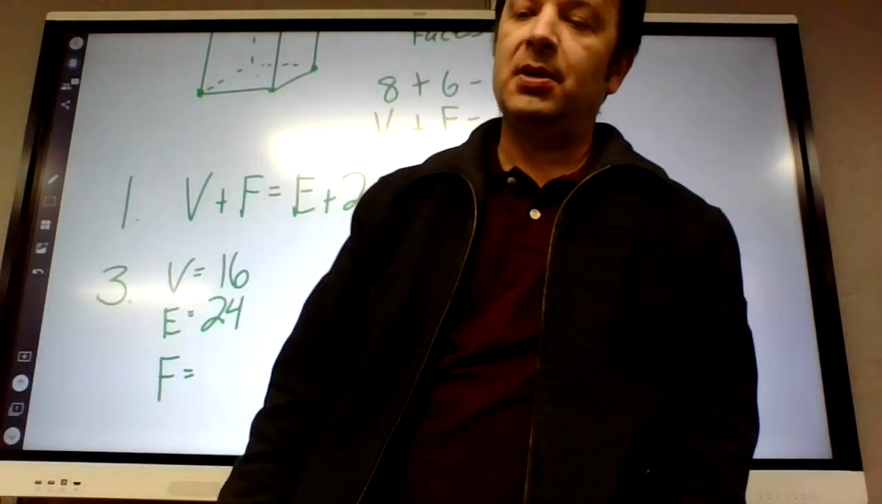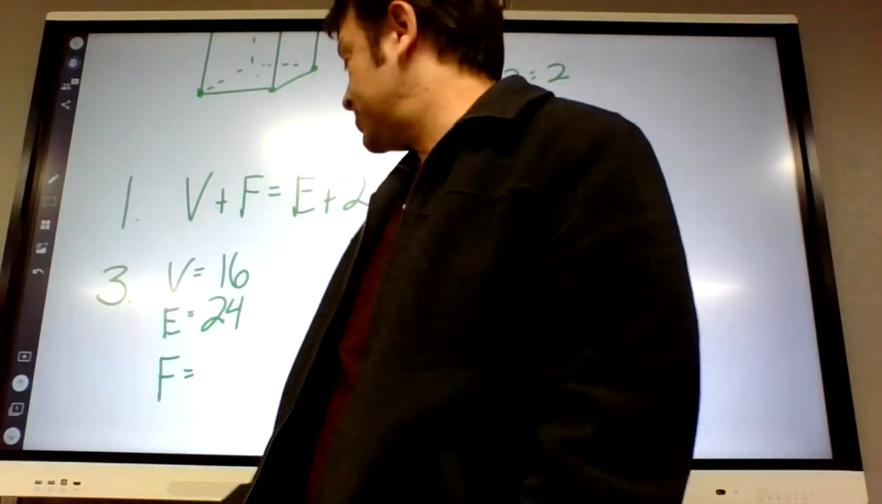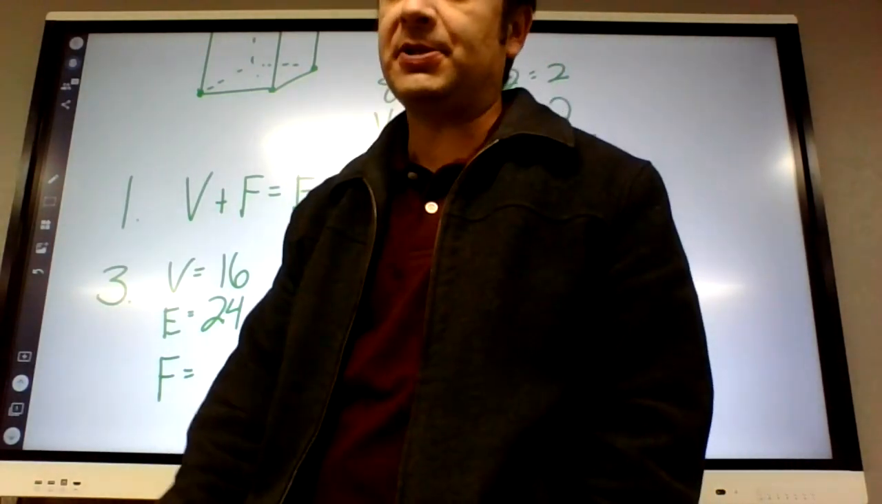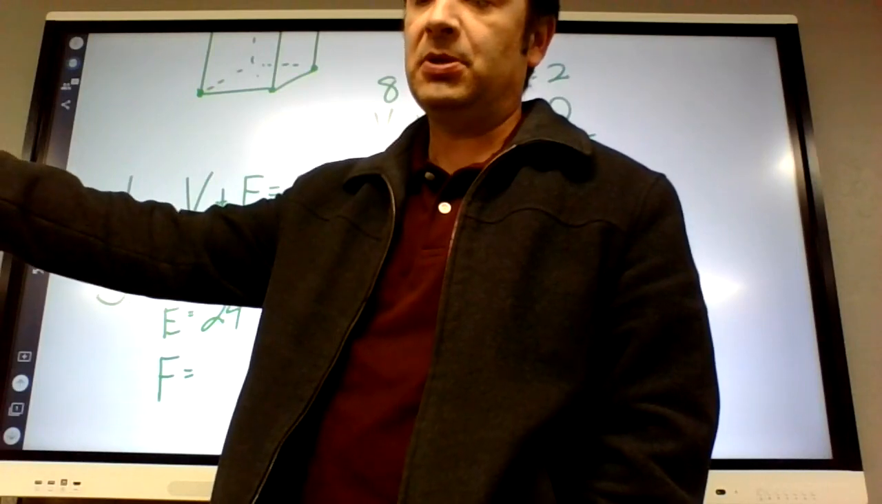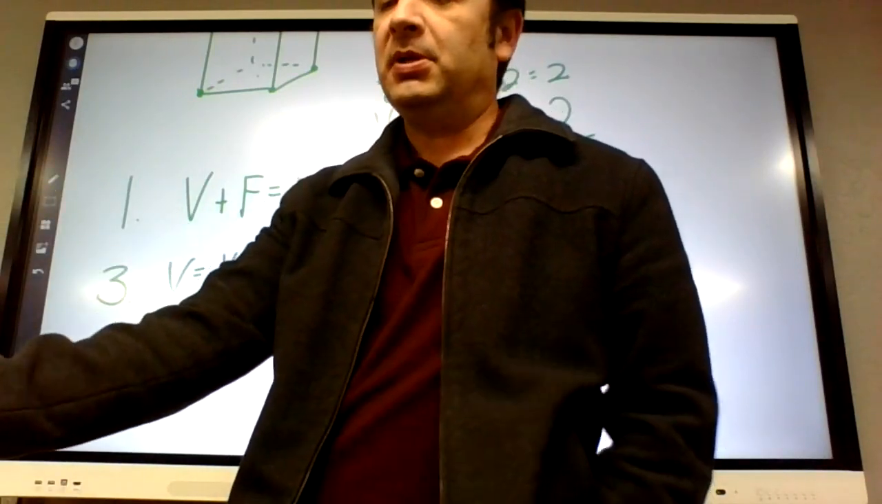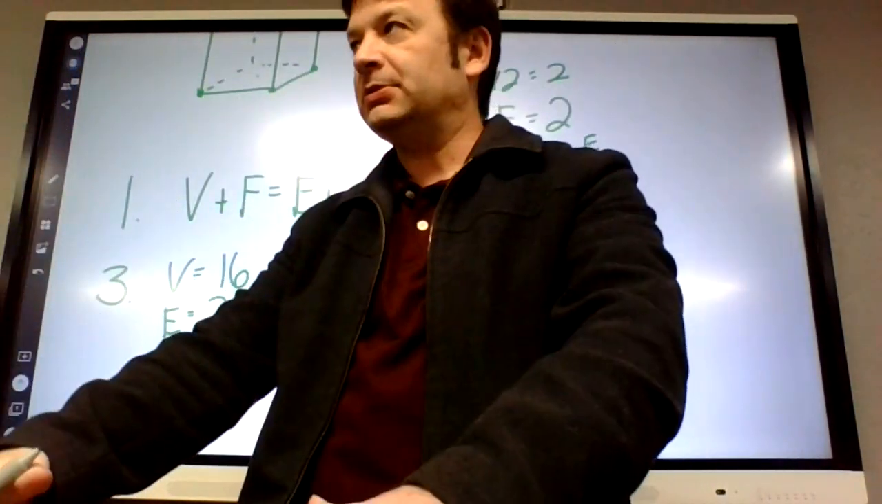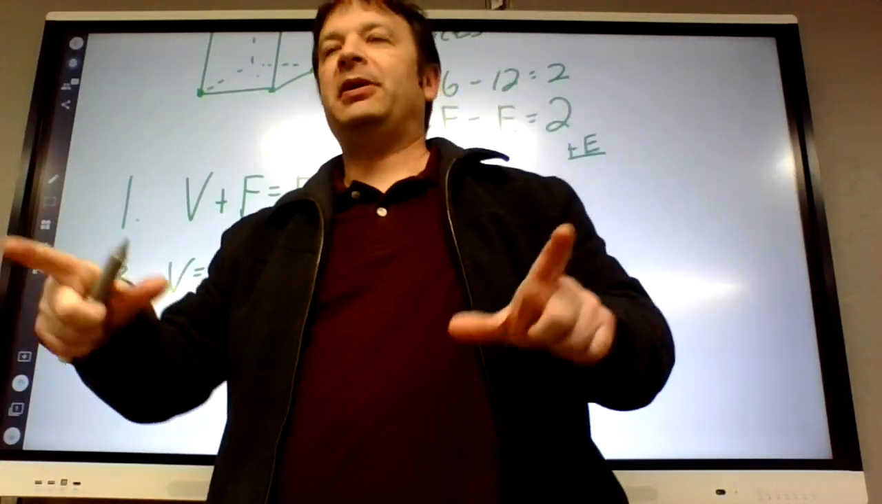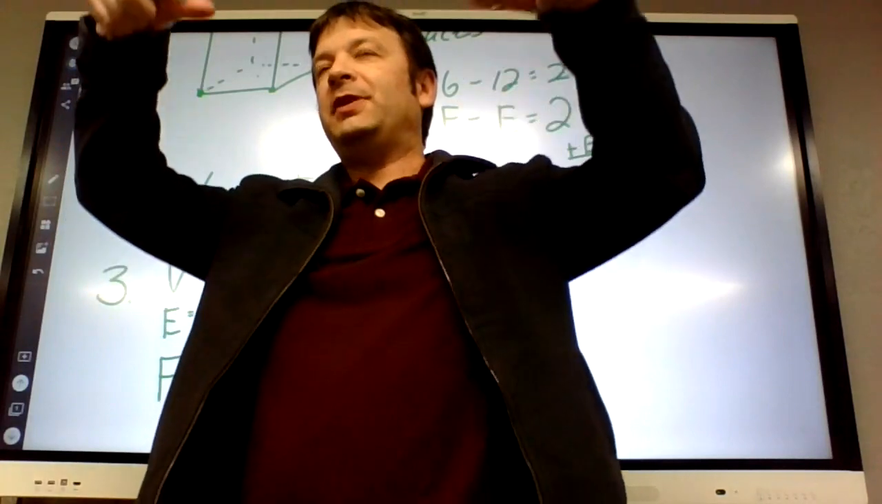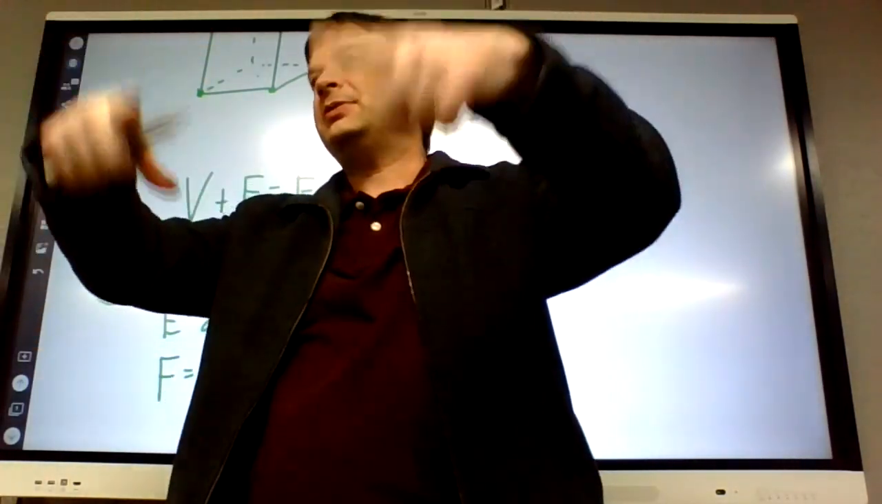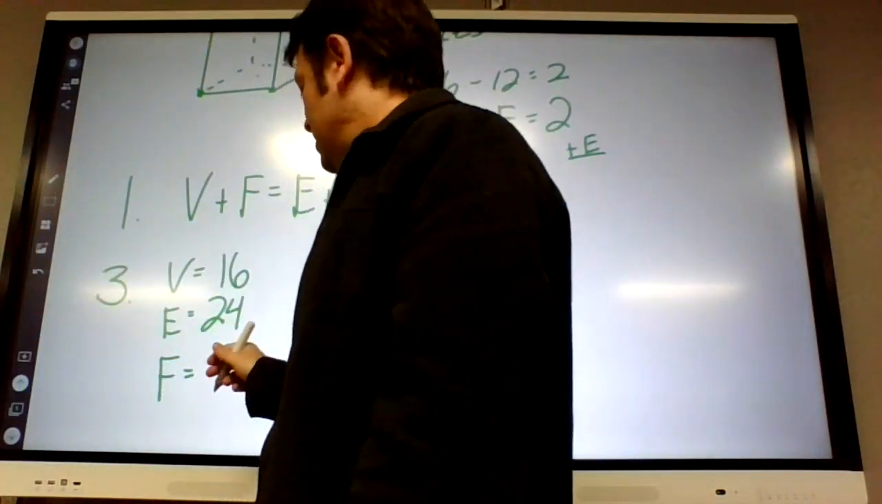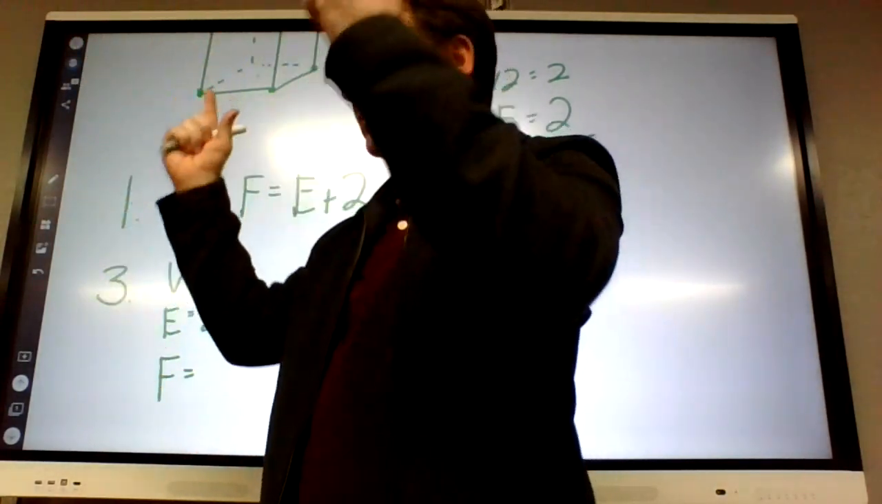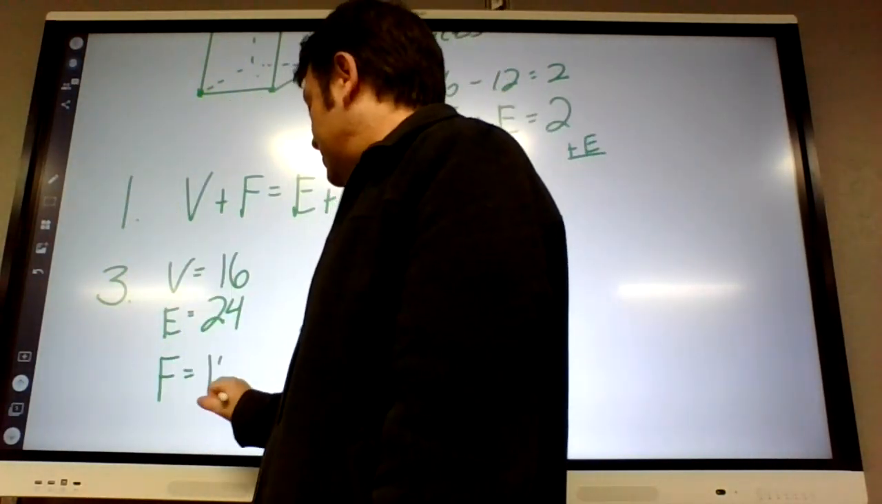Okay, and then the last question is how many faces? So how many faces on top? 1. On bottom, 1, and lateral faces, 8. Well, from each edge, a face is coming up, right? And since there's 8 edges, there's going to be 8 faces coming up. So there's 1 on top, 1 on bottom, 8 lateral, so altogether it's 10.